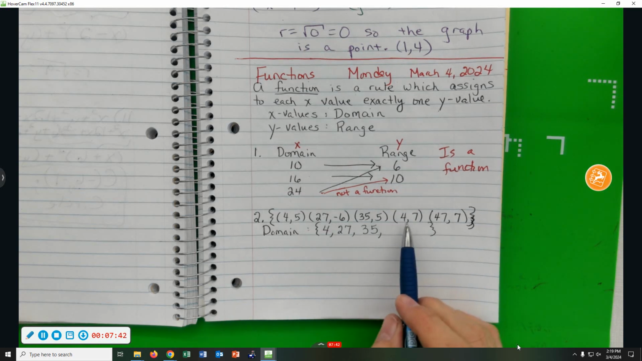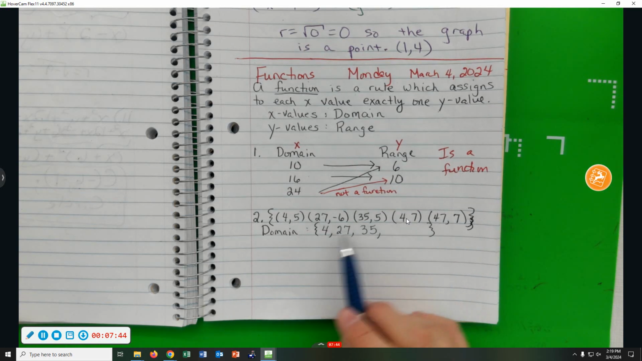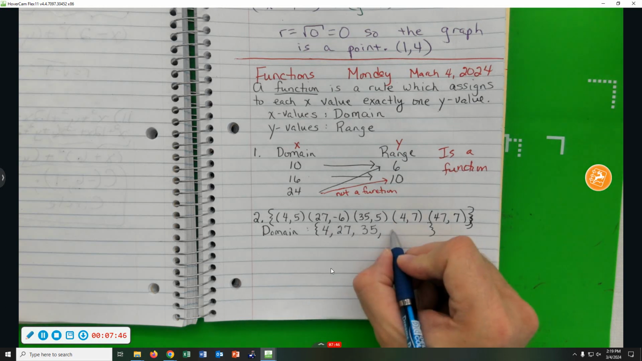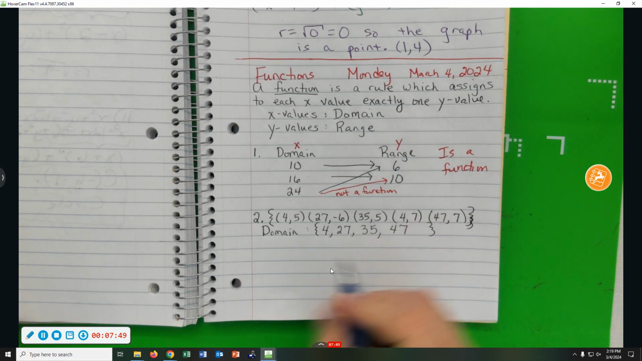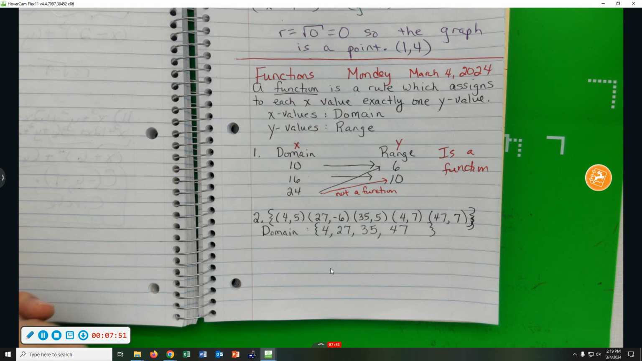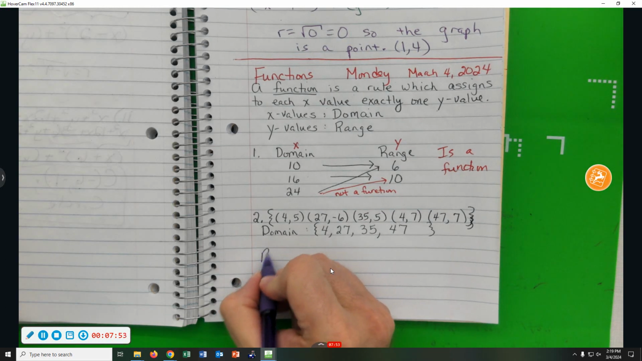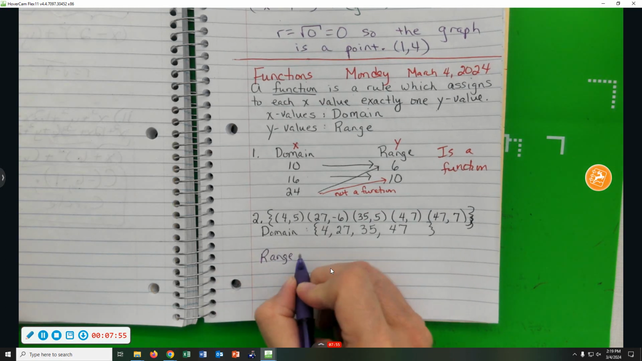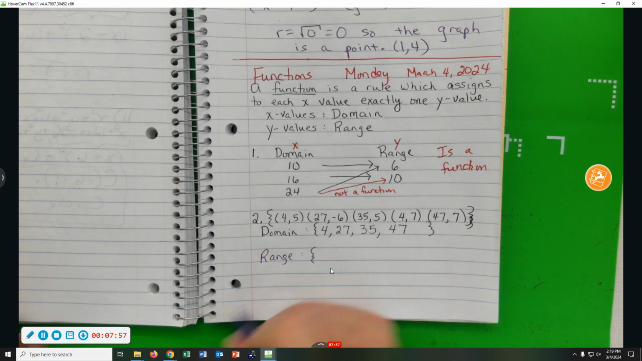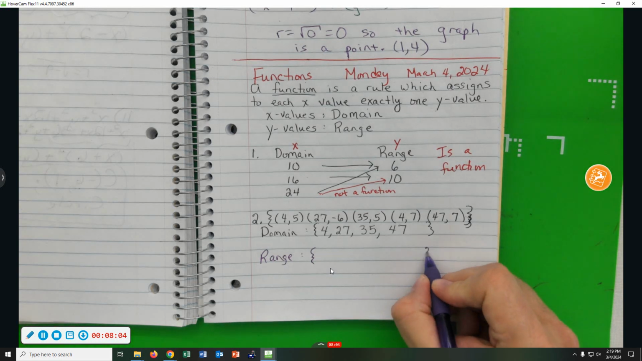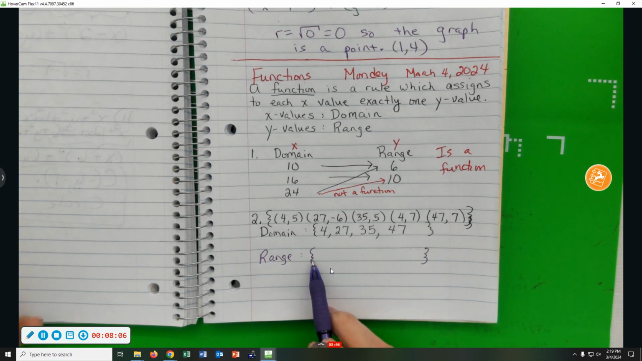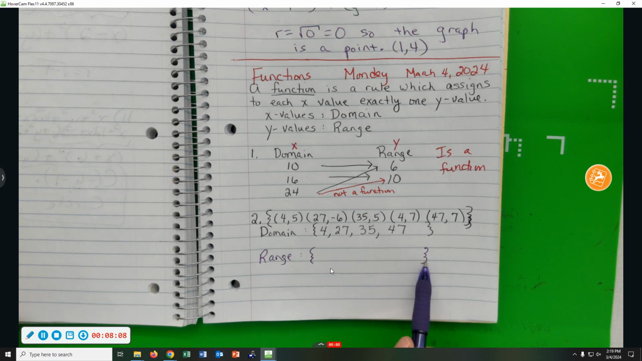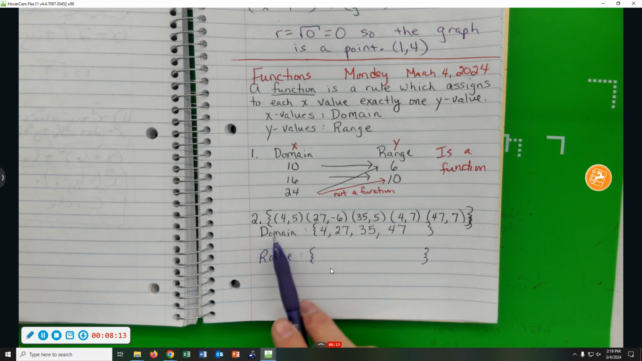47. Another 47. You don't write 4 twice because you've already gotten that listed. The only other domain value is 47. So why don't we write this domain range. Let me go ahead and write this down and then you can type those in. And notice you're not typing the braces. They're giving you the braces. That's one of those things that people mess up on tests. They type the braces inside the braces. So be careful. What numbers are in the range?